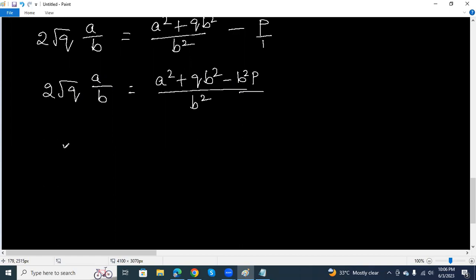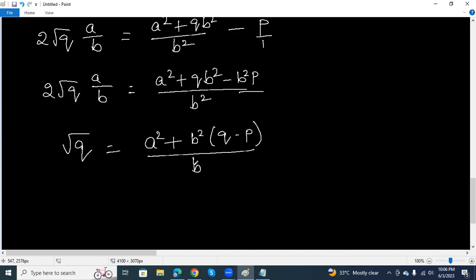Root q, isolate it because it is the irrational, and the rest of the things you bring here. B square is common. Bring it to the other side. So here it is with root q, 2 and a by b are multiplication. If we bring it to the other side, it's a division. So we will reciprocate this. Division means we will write b by 2a.